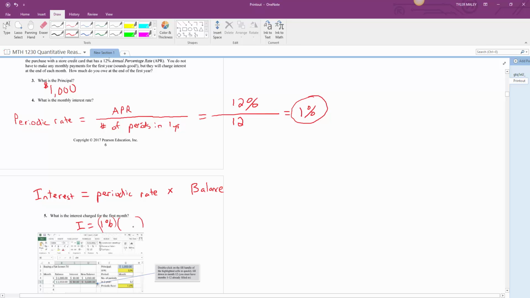So I want to multiply that times the balance, which for the first month would be $1,000. If I take 1% times $1,000, we get an interest of $10. So this would be your solution for number 5 then, $10. That's how much interest was charged.